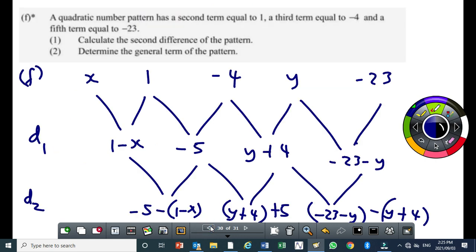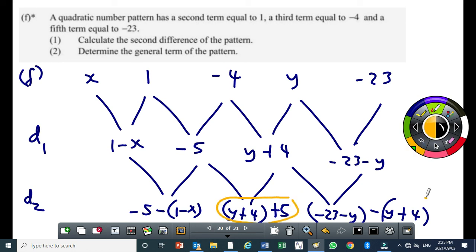Okay. What's your problem? You can't say all of it. What's the plus 9? You can't say all of it because look here. The second differences are equal. Am I right? Okay, quadratic pattern.